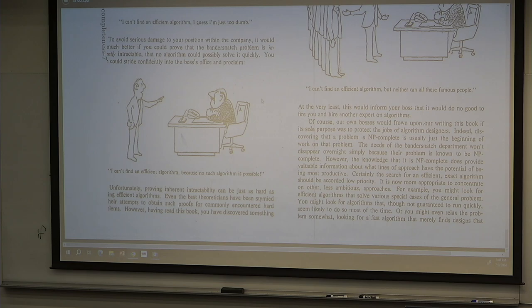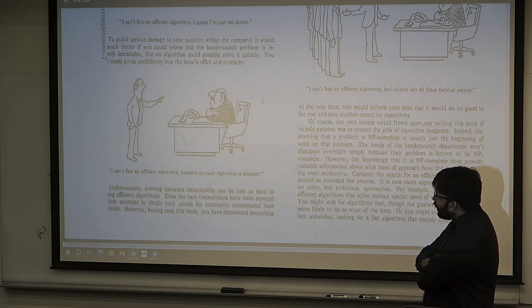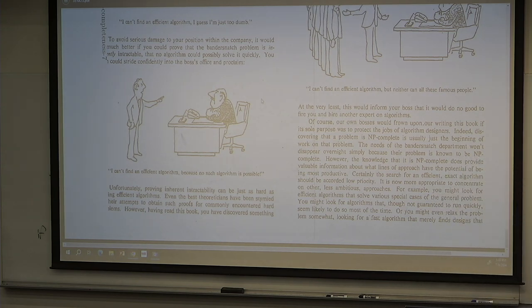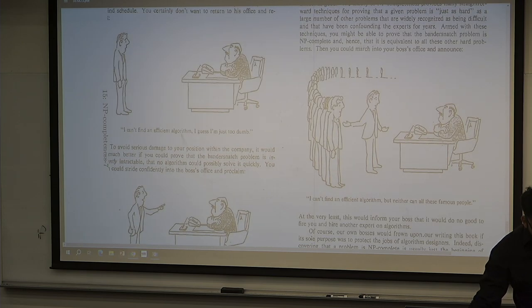They're usually pretty contrived. Now, proving the problem to be undecidable is rare, but proving an exponential lower bound on a problem is also almost impossible. I mean, no one has ever done it. Instead, what you can do is go to his office and say, I can't find an efficient algorithm, but neither can all of these famous people.